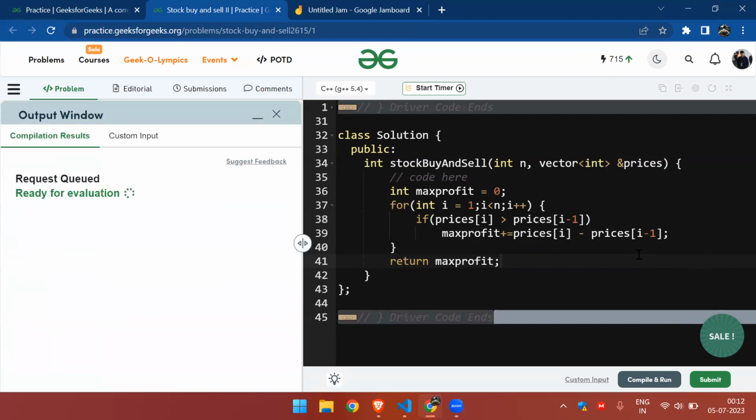Well, let us compile and run and check if we have made any errors. It's taking longer than usual. All right, let us submit now.